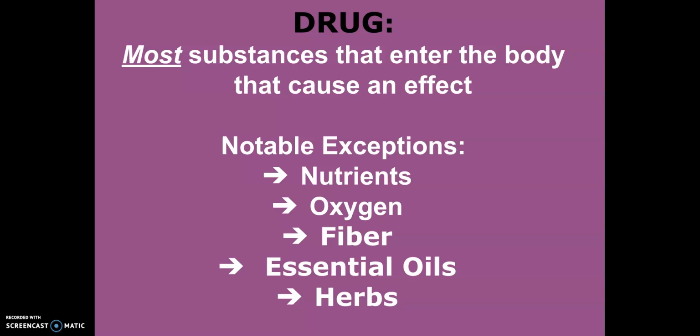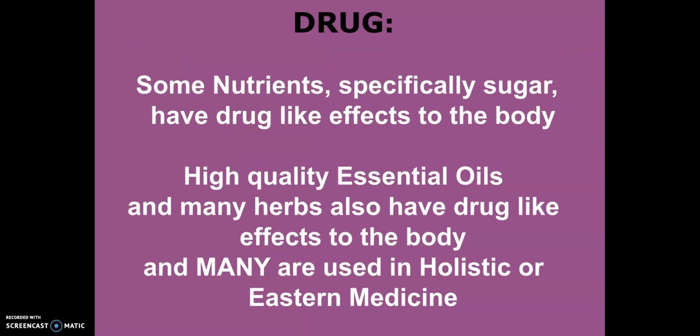As you can see, there's notable exceptions. And as you progress through the slides, it'll explain the notable exceptions. The one thing I want to talk about on this slide is some nutrients, specifically sugar, have drug-like effects to the body. And essential oils and herbs can oftentimes be called drugs. So that's something to consider. They do have medicinal properties, although the FDA does not formally recognize them as use for medicine in this country.